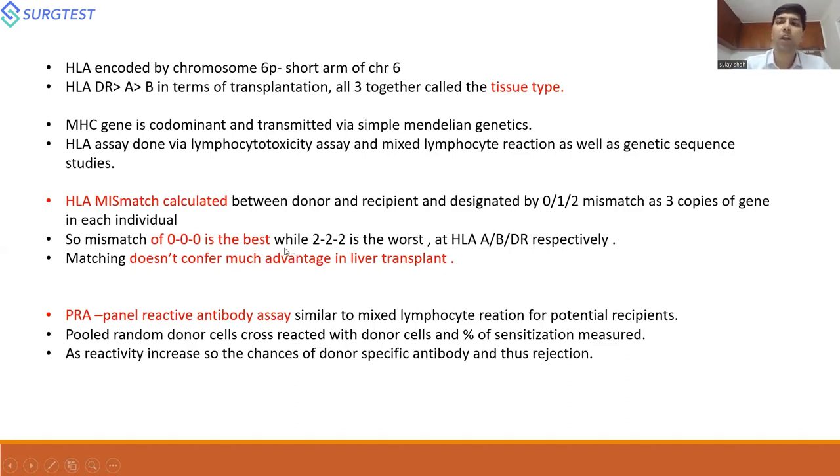If the majority of them are reactive, meaning the majority can react with the cells, that is not a good thing. They can cross-react. That means the more the reactivity, the worse the outcome. The less the reactivity, the better the outcome. So overall, 0%, no reactivity, is the best outcome, 100%, very high reactivity, is a poor outcome. Same as 00 mismatch, but the name has not been mentioned. It is there in the Sabiston book, but in Bailey, they have mentioned what it is.